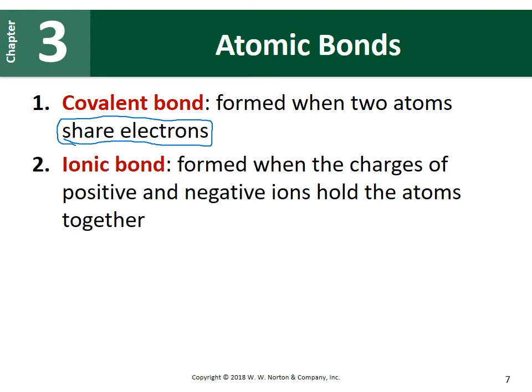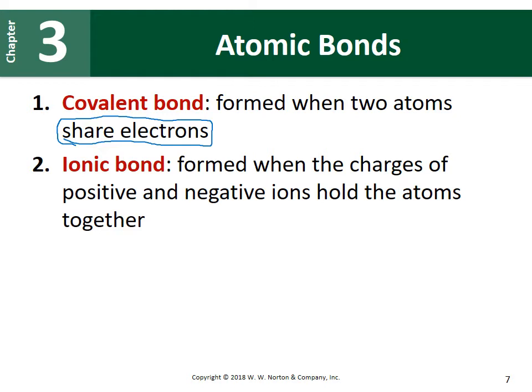Another type of bond is called an ionic bond. This forms when you have ions. You'll have a positive ion and a negative ion. Those positive and negative ions will attract each other, opposites attract, to create a molecule or compound.